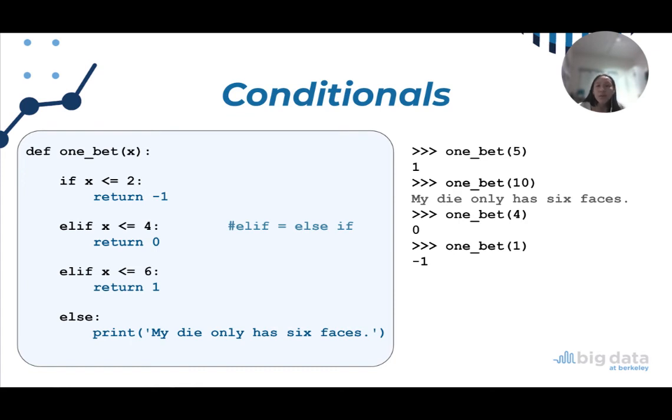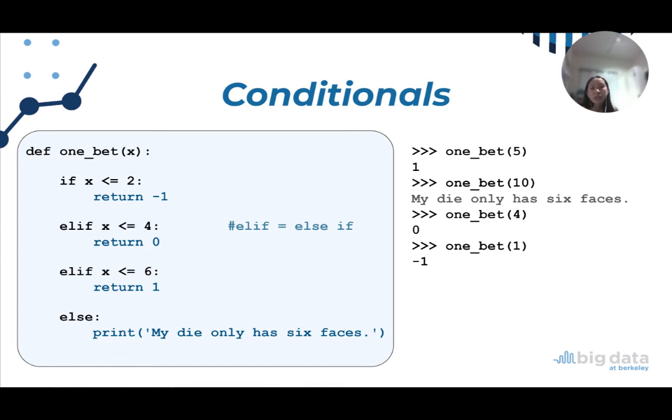And so here's another example of a function where conditionals are used. As you can see, our function is called onebet, and it takes in some random variable x. So if x is less than 2, then we'll return -1. Or if it's not less than 2, if x is less than or equal to 4, then return 0. Else, if x is less than or equal to 6, then it will return 1. And if these are all not true and x is just greater than 6, then it will print my die only has 6 faces. So we can test how that number will be applied in multiple cases.